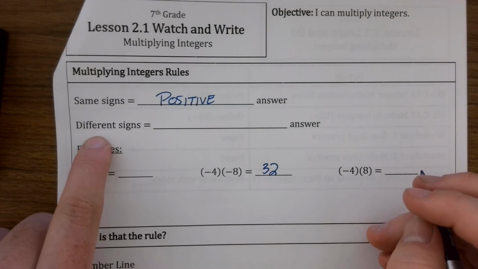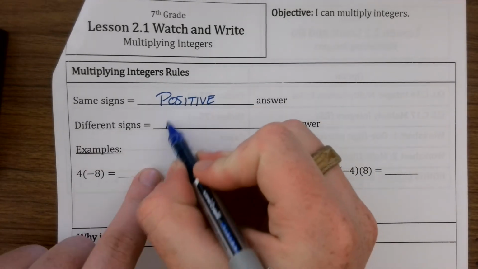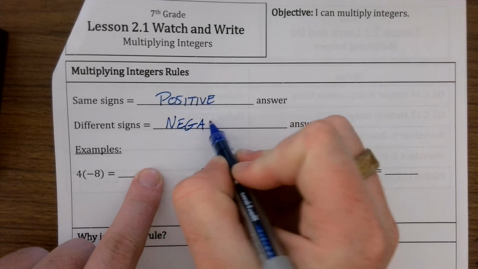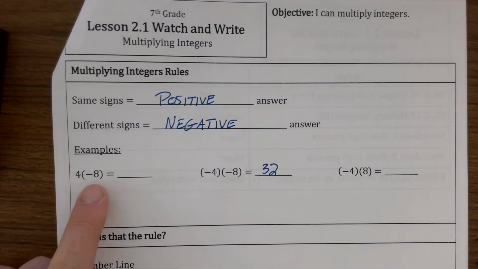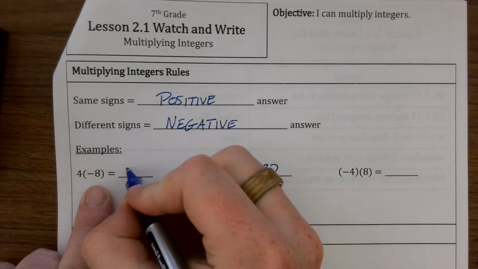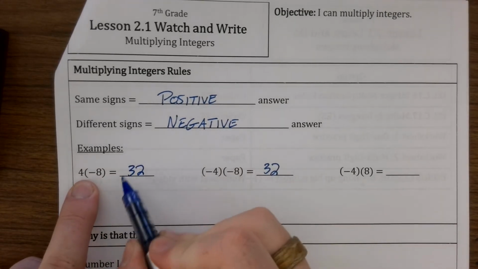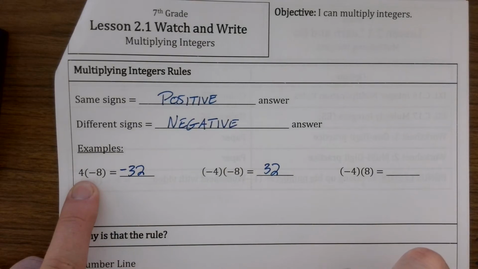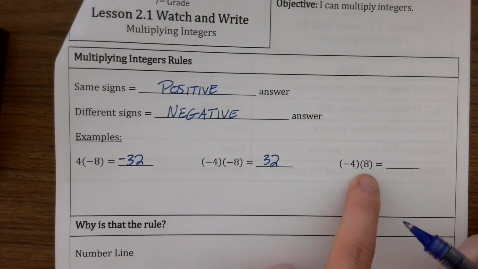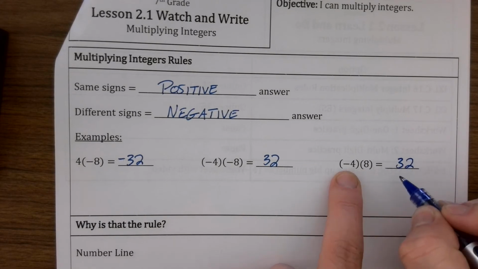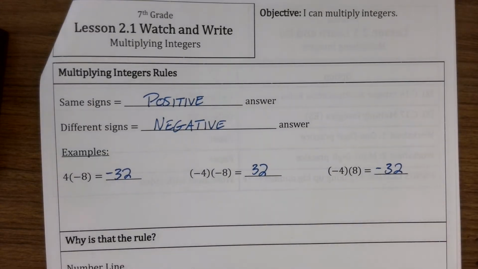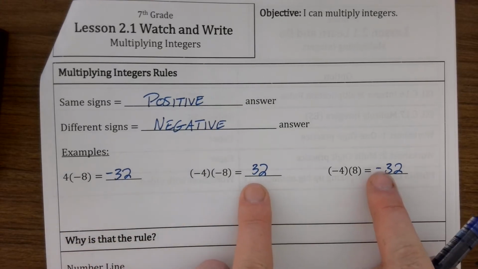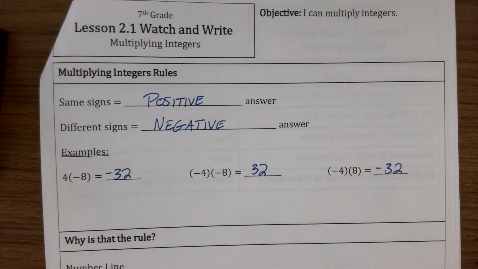What if we have different signs? If you have different signs, your answer is going to be negative every single time. For example, if I have positive 4 times negative 8, I know I'm going to get 32, but different signs, negative answer. If I have negative 4 times positive 8, again, 32, but they're different signs, a negative and a positive, negative answer. So be mindful if you need to put a negative on your answer, or leave it positive.